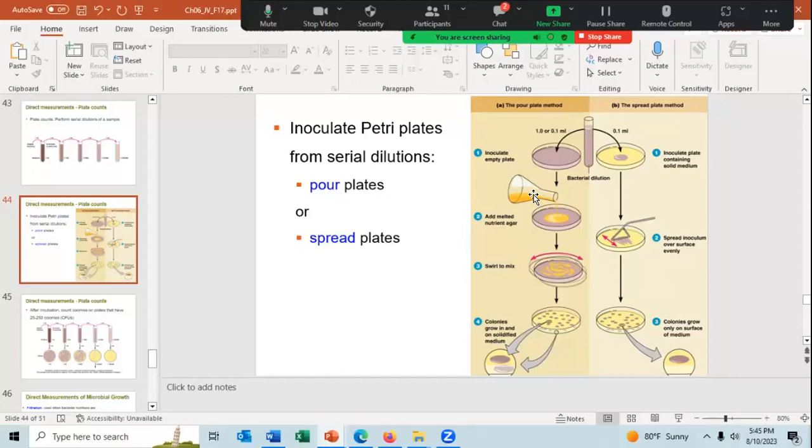There's also the spread plate method, where you put a smaller volume down of media from the dilution, and that could be 0.1 mil. And then you need to spread that around with, what is that called? The spreader. So that media is spread on the plate, and then you incubate it, and then count the colony forming units, the number of colonies on the plate. Any question about that?